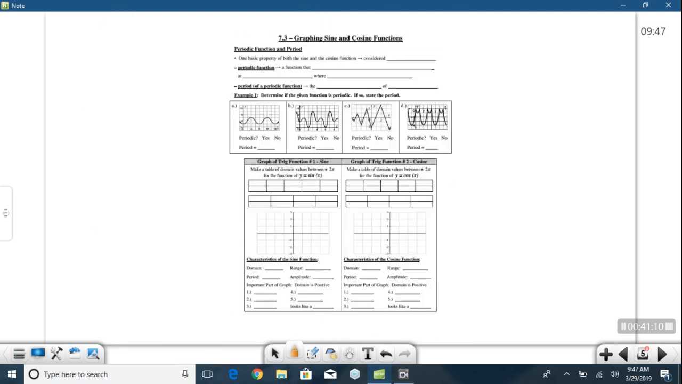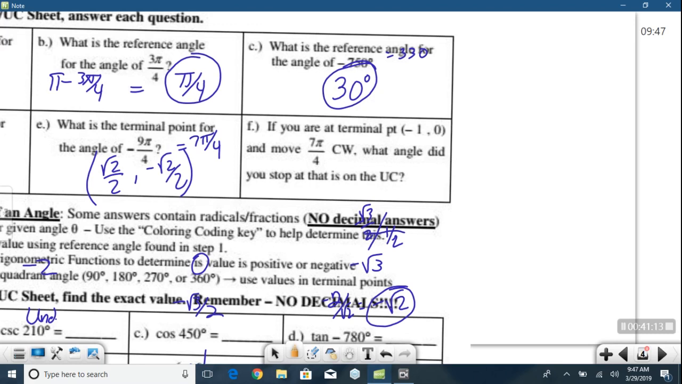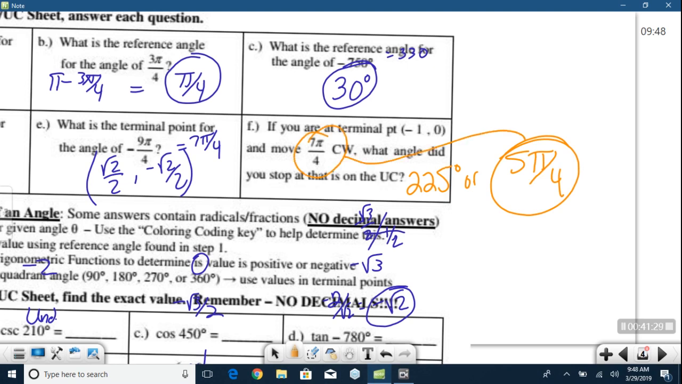So you just go the same amount of distance as it is from 0? Right. What's that in radians though? If your question's in radians, your answer should be in radians. Would you give us half credit if we put degrees? I doubt it.